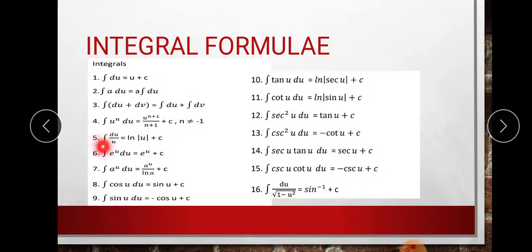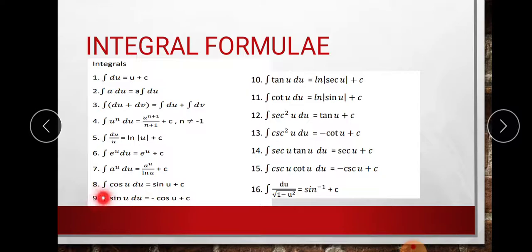Number 5, the integral of du over u equals ln the absolute of u plus c. Number 6, the integral of e to the u du equals e to the u plus c. Number 7, the integral of a to the u du equals a to the u over ln a plus c.